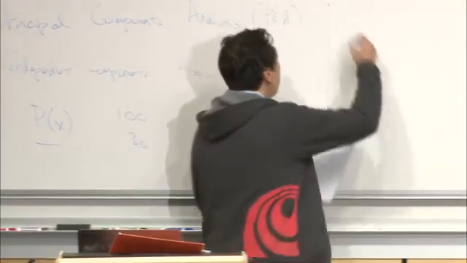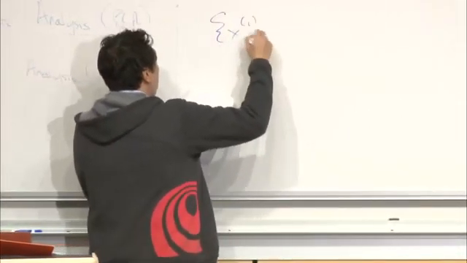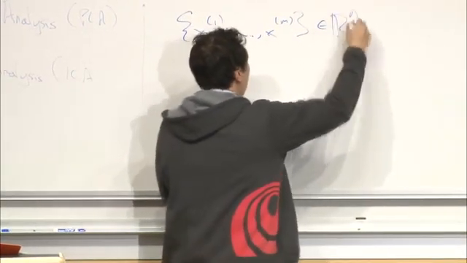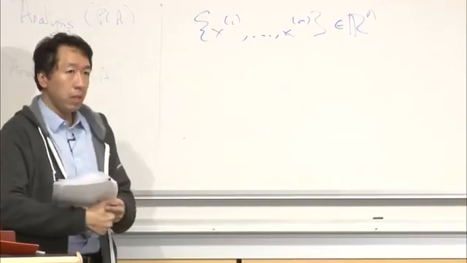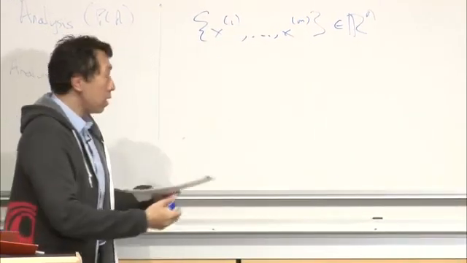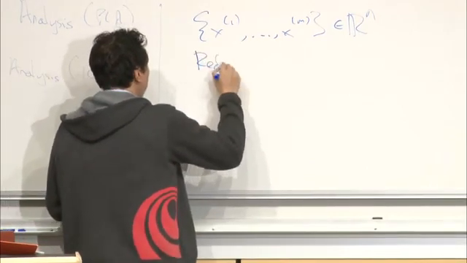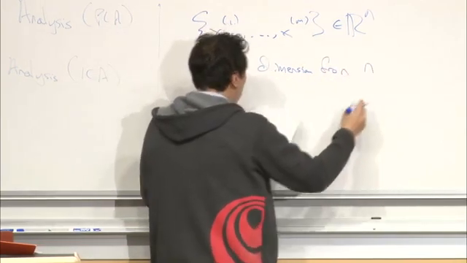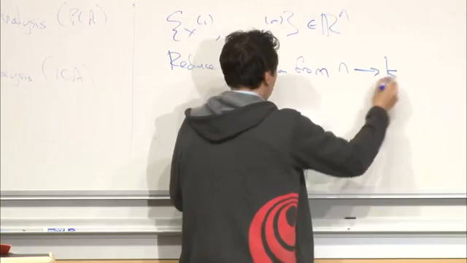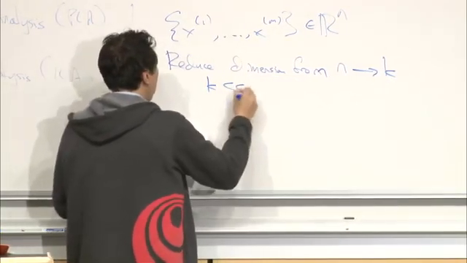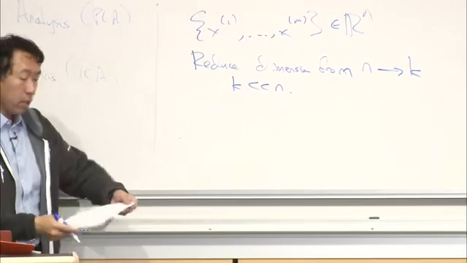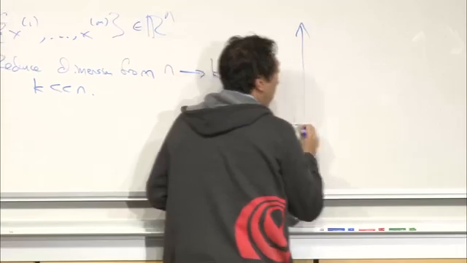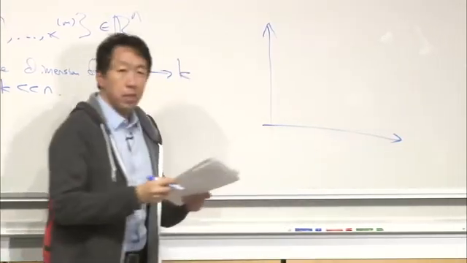So let's start with an example. We're still using unsupervised learning, and so as usual, you have an unlabeled data set like this. And what we'd like to do is reduce the dimension from n dimensions to maybe k dimensions, where k is maybe much less than n, right? And so, for example, let's say that you have a data set.